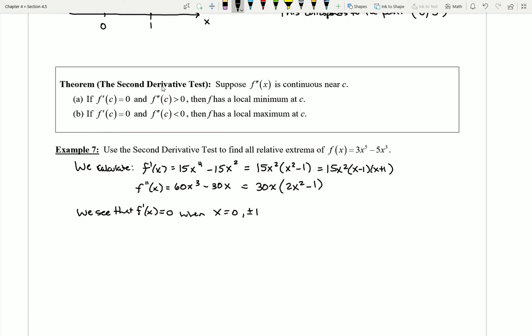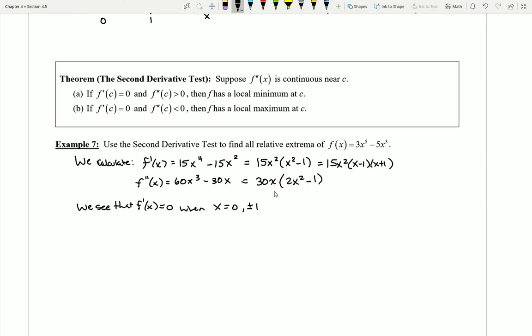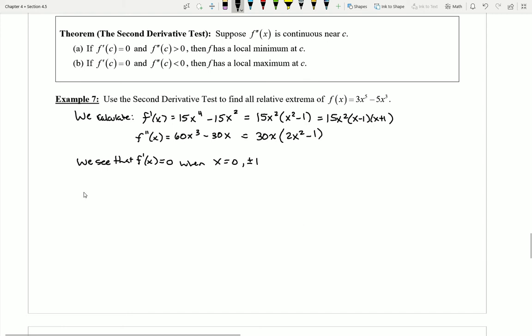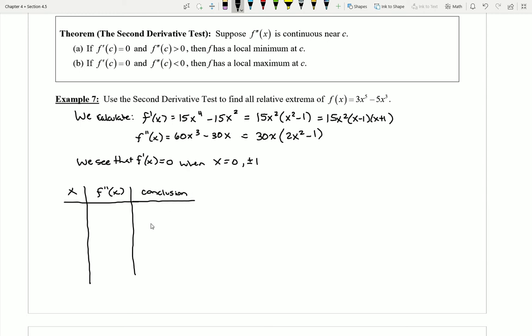But the second derivative can help me determine this by just taking a look at what happens with these particular values inside of my second derivative calculation. So I'm going to go over here and set up a little table. I have my values of x that I'm going to be working with, my values of f double prime of x, and then ultimately I'll state what I can conclude. I have x values of -1, 0, and +1.